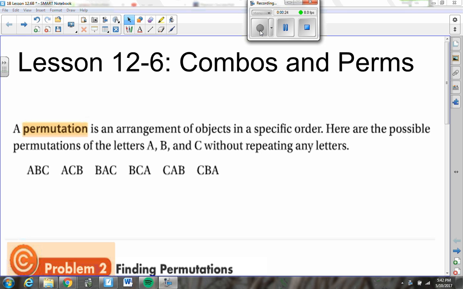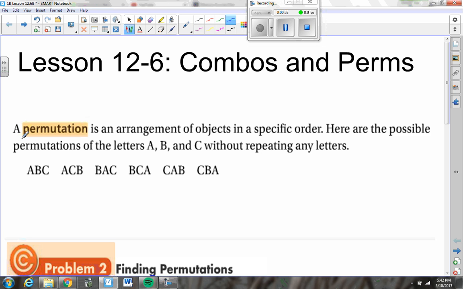Now, the important thing is, in those situations, the order didn't really matter. Changing the order didn't really change the thing that you were dealing with. Whether you picked the shorts first or the shirt first or the color of the shorts, it didn't matter. In this video, we're going to talk about something where the order actually does matter.